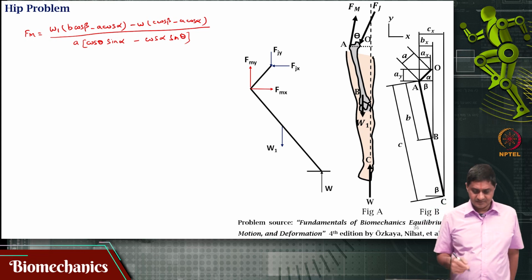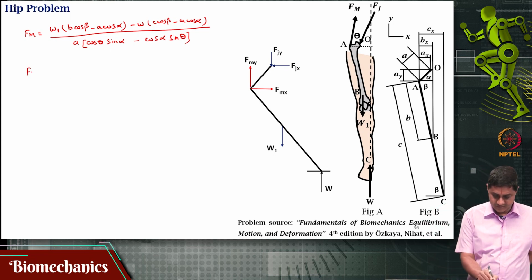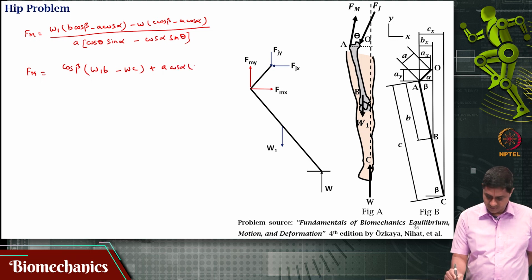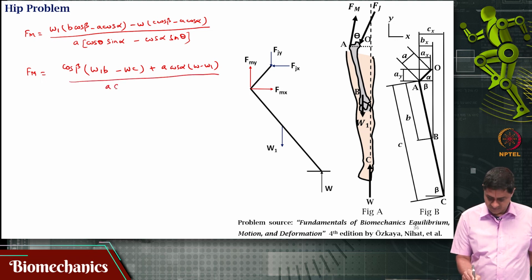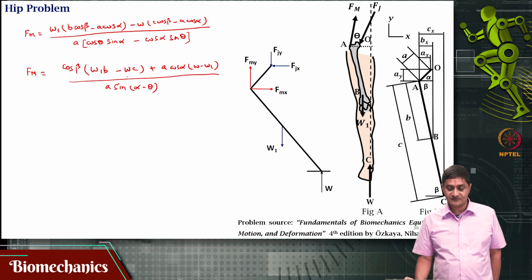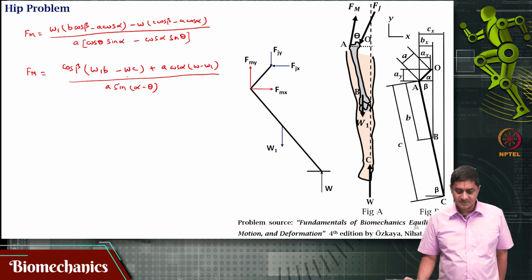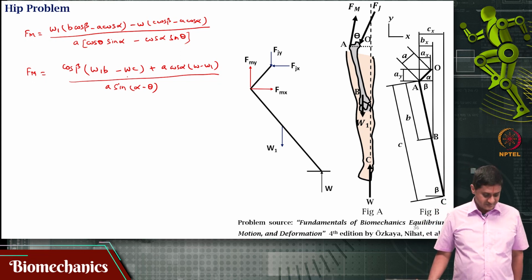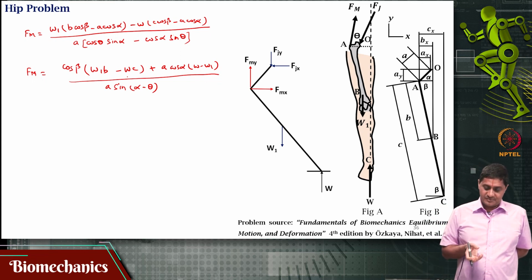I can further simplify this. That will give me Fm as cos beta times (W1b minus Wc) plus A cos alpha times (W minus W1), this whole thing divided by A times sin of alpha minus theta. That makes sense because cos theta sin alpha minus cos alpha sin theta looks like sin of alpha minus theta. We know this from trigonometric identities. So, this is the expression for Fm.